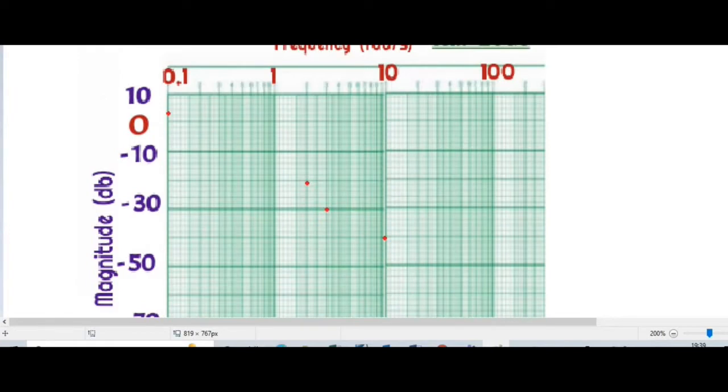Now we will join these points with the help of lines. I will use the blue color to join all these points. Here are the first 2 points that we have to join. Then for the next, again we will join this. Then again we will join the next. This is the third line, and then we will join the last 2 points.